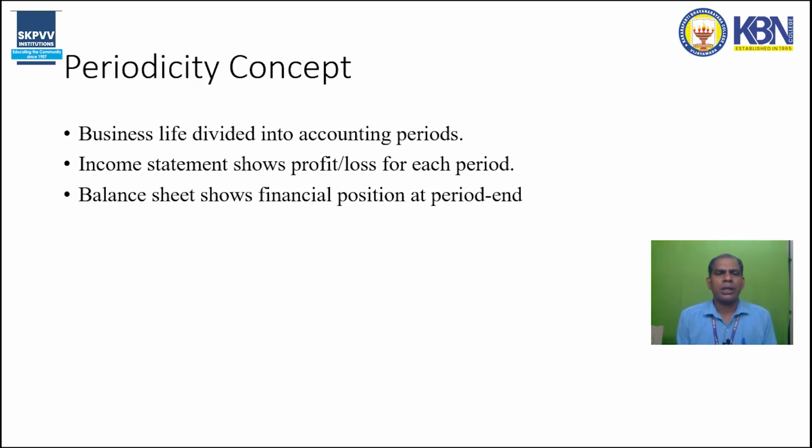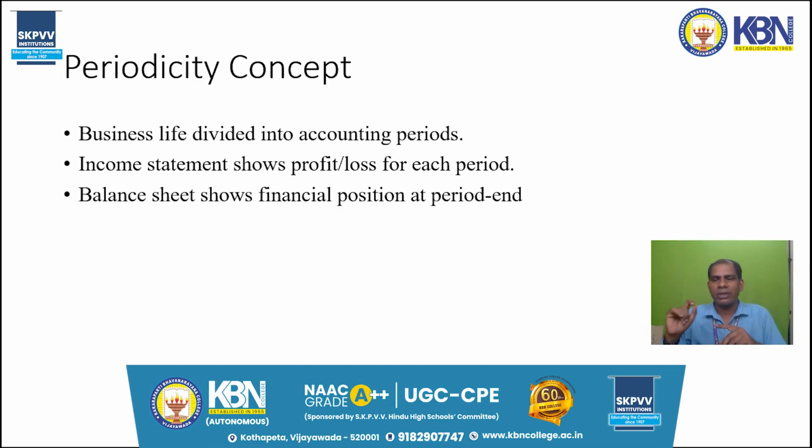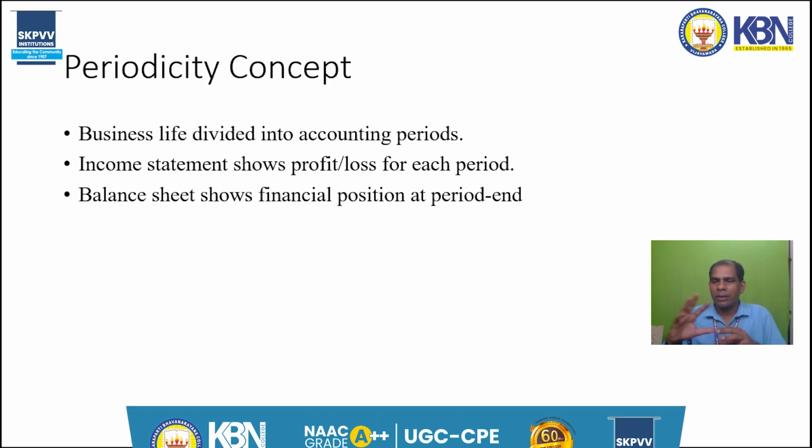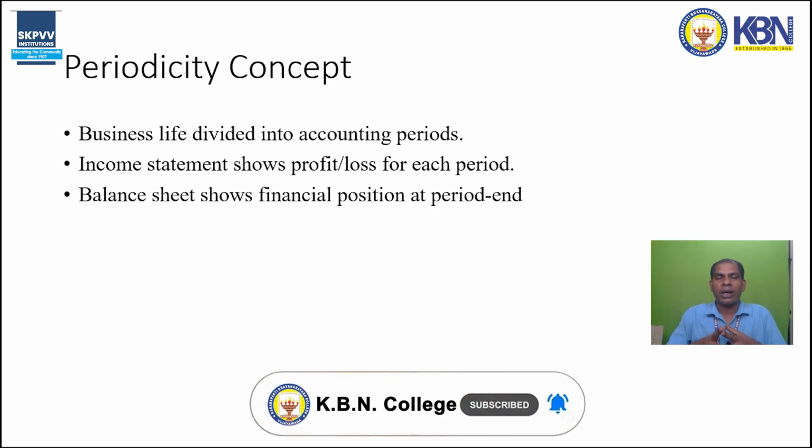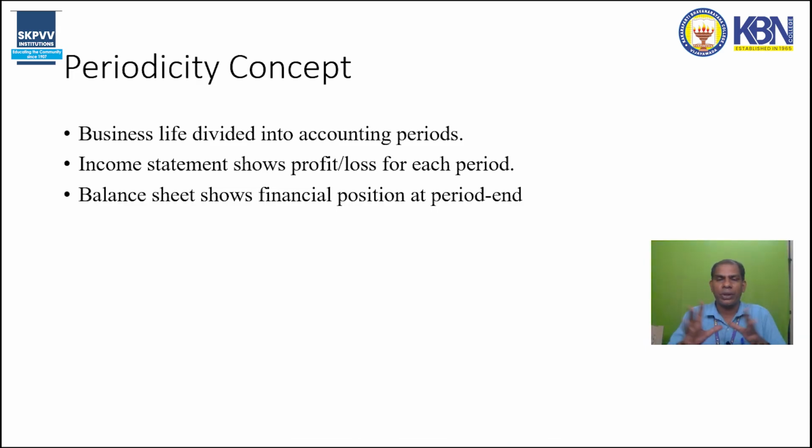Then the periodicity concept. Business life is divided into accounting periods. Generally the accounting period runs from 1st April of some year to 31st March. For example, 2005 means that 1st April 2024 to 31st March 2005 is the accounting period. In this accounting period, businesses or companies declare results quarterly or half yearly, every 3 months, 6 months, as well as Q1, Q2, Q3, Q4 meaning the financial year. So business life is divided into accounting periods.